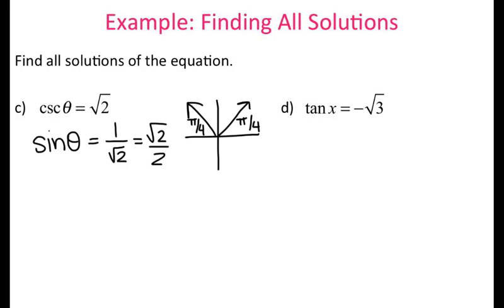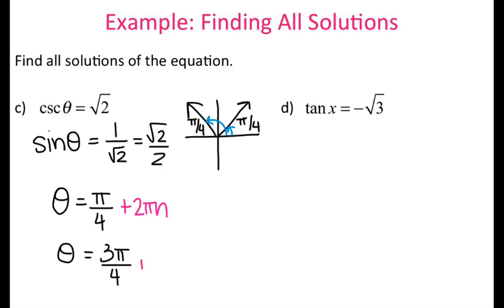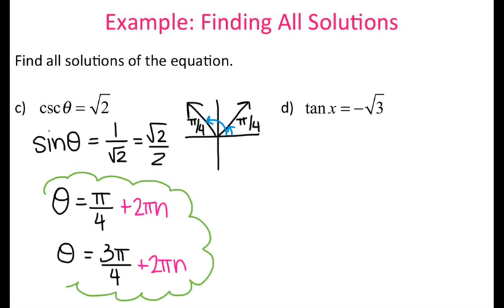So your two angle measurements, you have this one right here, which is pi over 4, and that one. So your first angle measurement is pi over 4. Second angle measurement is pi over 4 less than pi, which is 3 pi over 4. Don't forget to add your 2 pi n for all of the solutions. So if I give you the reciprocal function like secant or cosecant, go ahead and rewrite the equation in terms of the regular trig functions like sine and cosine, and then just solve just like the rest of them.